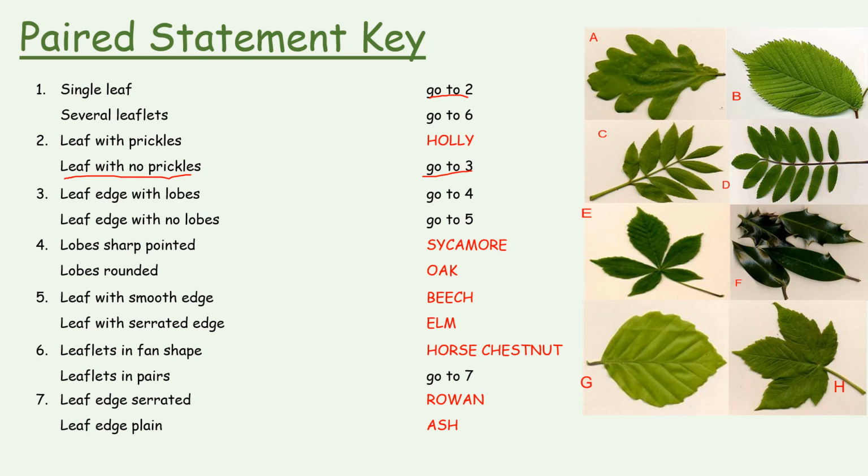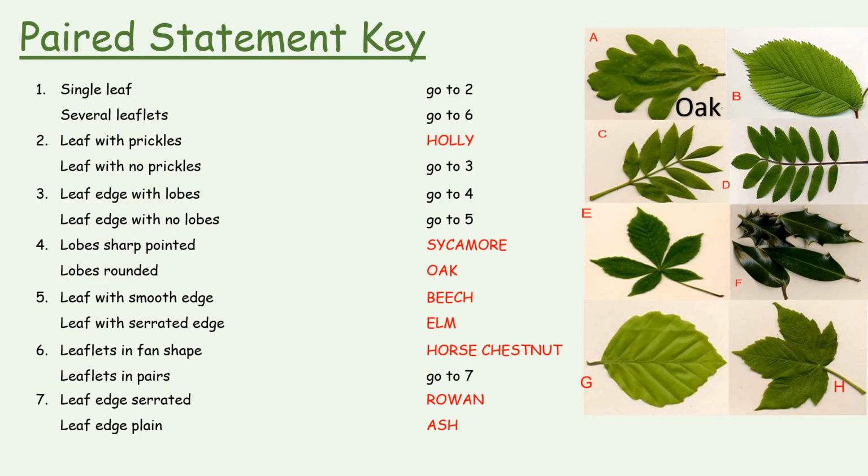Leaf edge with lobes or leaf edge with no lobes. It's with lobes, so we want to go to 4. And then the lobes are sharp and pointed, or the lobes are rounded. The lobes would be rounded, so the first one would be oak. So well done if you managed to get that correct. So try to do the other ones before I go through the answers with you.